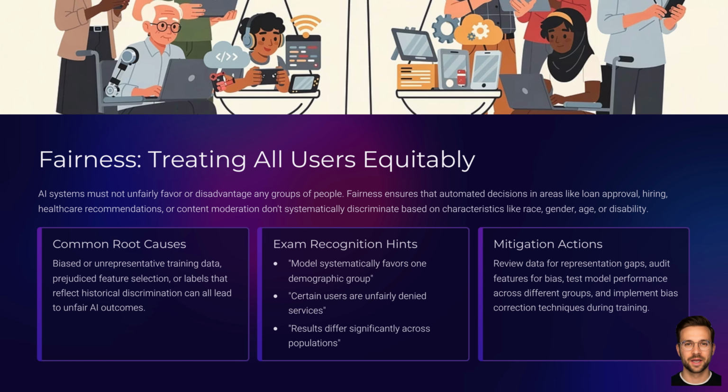Typical exam hints for fairness. The model systematically favors one group over another. Certain users are unfairly denied opportunities or services. The training data is not representative of the population. In such scenarios, the correct action is often to review and rebalance data, check for biased features, and evaluate model performance across different groups. Fairness is mainly about avoiding unfair outcomes for different people.